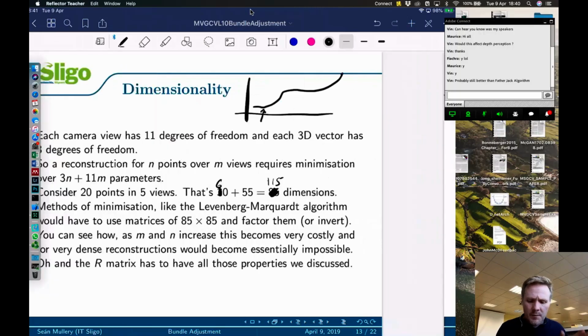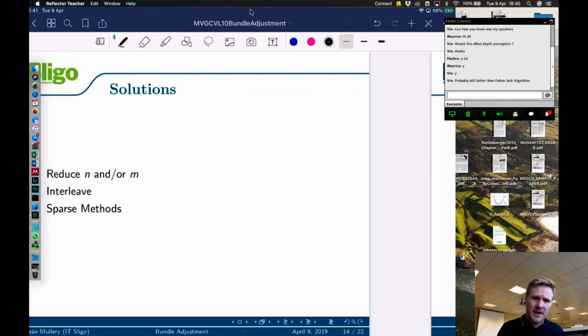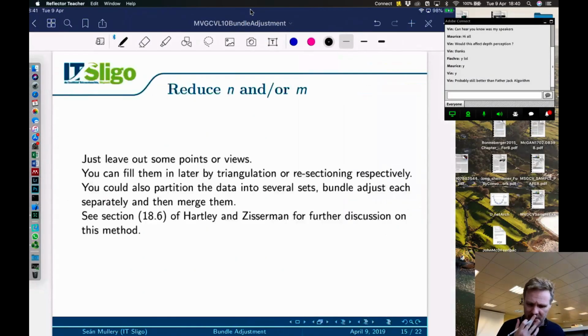But the dimensionality problem, firstly, what are the solutions around that problem? So the first thing you can do is reduce n or m, or both. You can do a thing called interleaving, we'll talk about in a second, or we can use sparse methods. So we'll talk about each of the three of those. You can leave some points out or some views out, and fill them in later by triangulation or resectioning, respectively. You could also partition the data into several sets, bundle adjust each of them separately, so you're dealing with a smaller bundle, and then try and merge them in some way.